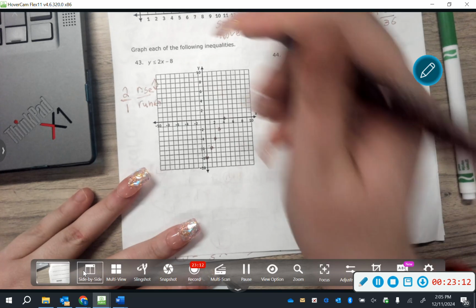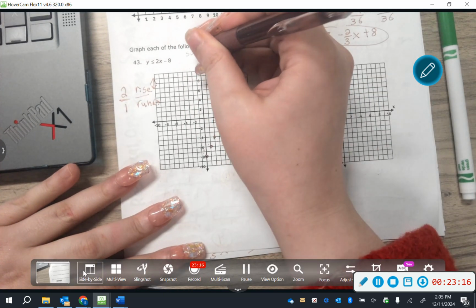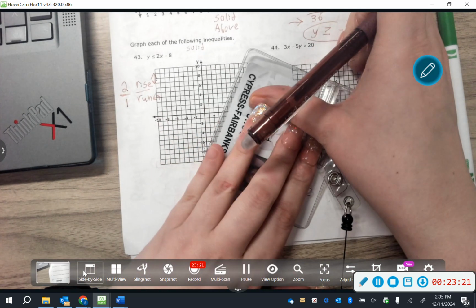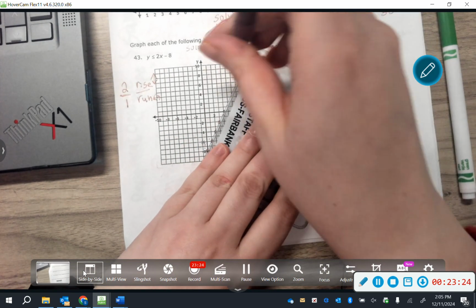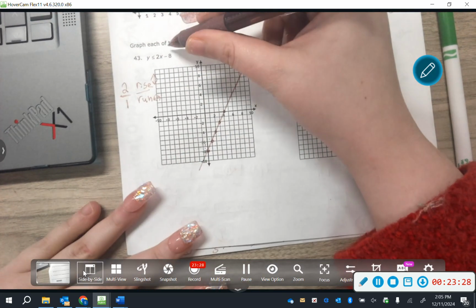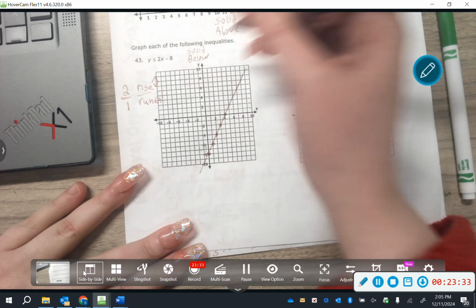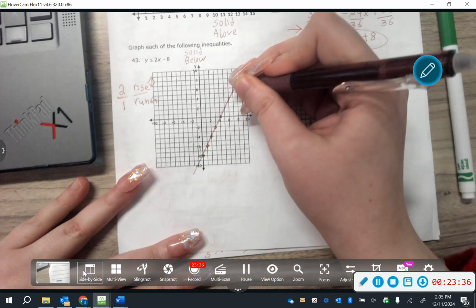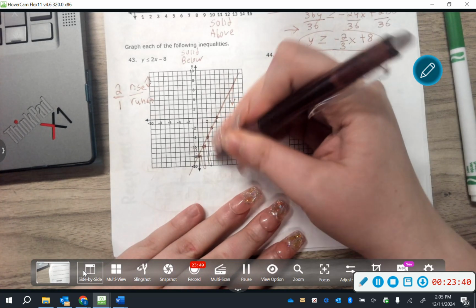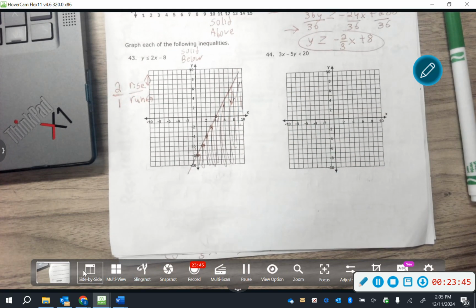And so if I'm looking here, it says less than or equal to, so solid or dashed? Solid because it has or equal to. So let me go get that solid line in here. And if it's less than, are we going to shade above or below? Below. And if you're like, I don't know how to shade below, literally from your line, draw an arrow pointing down. That's going to tell you where to shade. If you have to shade above, draw an arrow pointing up, and that'll tell you where to shade.